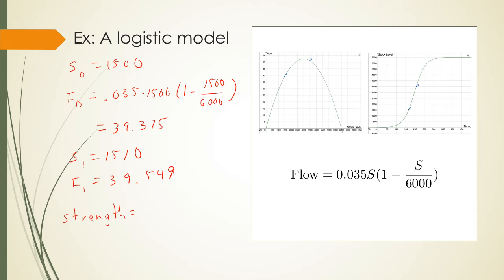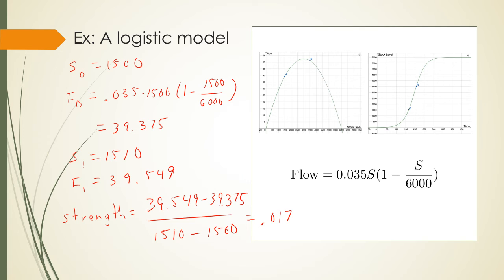Then the strength of this control arrow will be the difference in flow levels, so (39.549 minus 39.375) over (1,510 minus 1,500). This comes out to be 0.017. This shows that at this stock level, the overall feedback is amplifying. Viewing this on the stock versus time plot, this corresponds to the curve accelerating at this point.